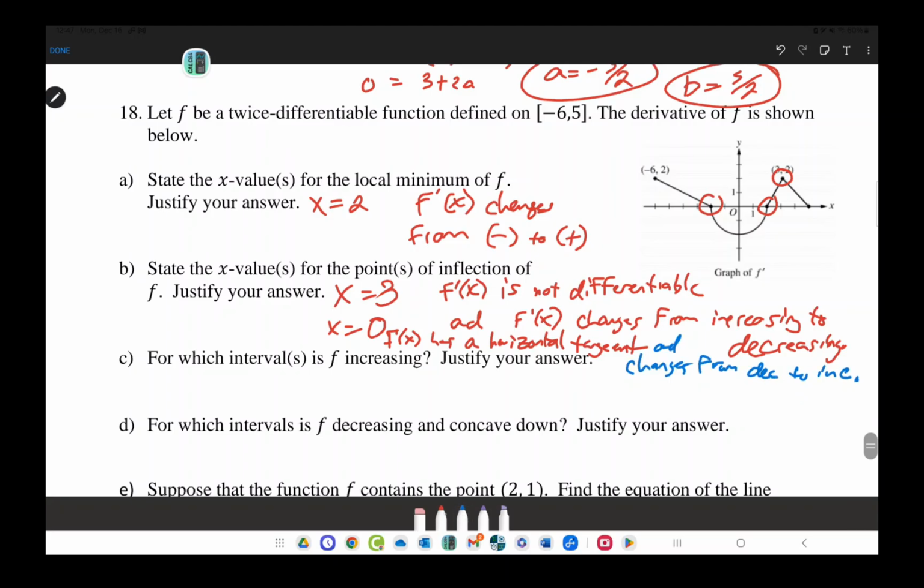What interval is f increasing? Now we have this first derivative. Where is the function increasing based on the first derivative? Where it's positive. So increasing on the interval from -6 to -2, union 2 to 5. f prime of x is positive. That is all the justification you need.